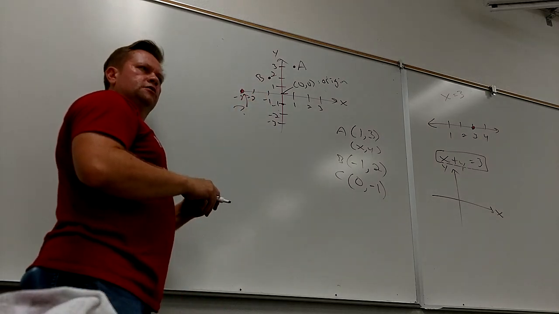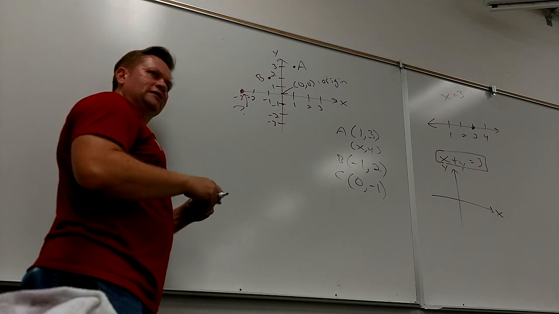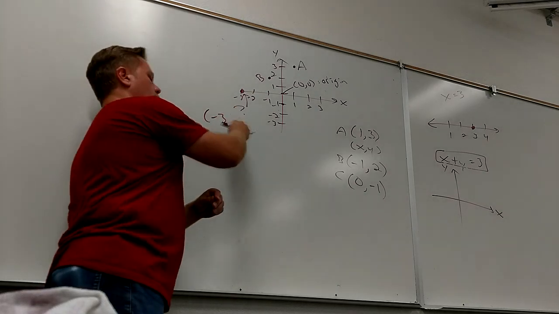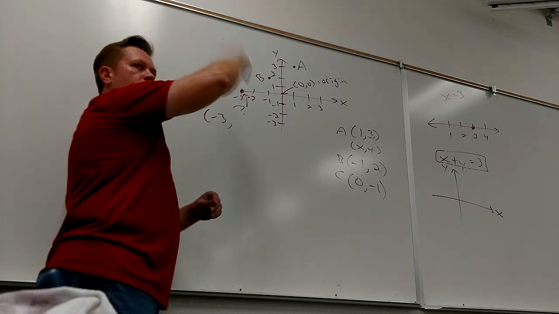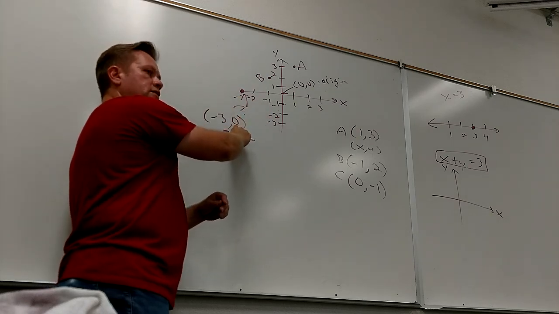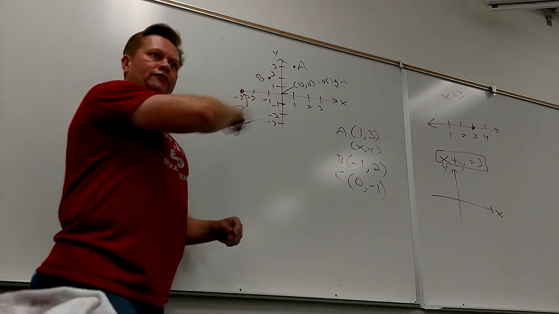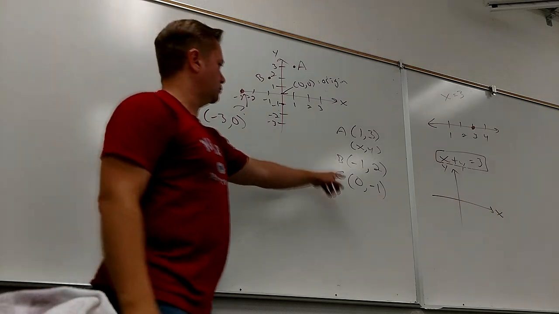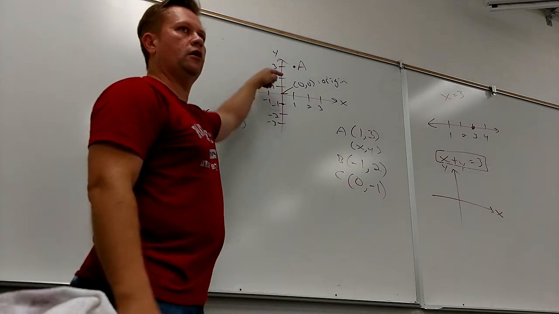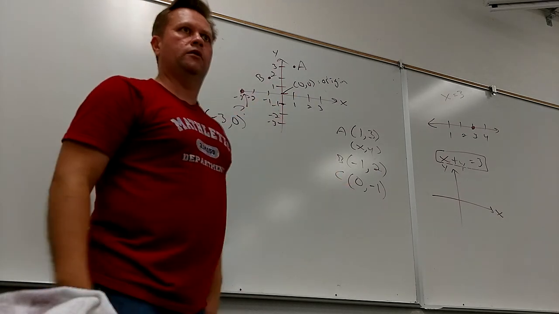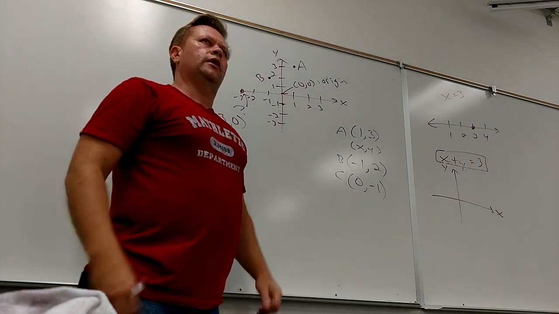So what point is this then? Careful. Negative 3, 0. There it is. I moved back 3, right? And I didn't move up and down at all. The second one is up and down. The first one is left and right. That's why this one was 0, negative 1, because I didn't move left and right at all. Went down 1.